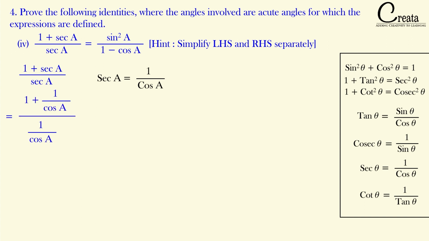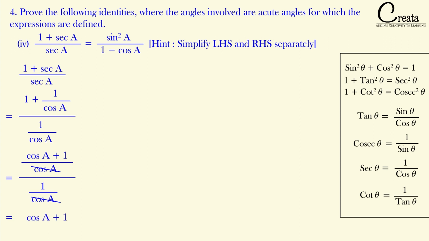Let's replace the term. We get (1 + 1 upon cos A) upon 1 upon cos A. In the numerator term, let's take cos A as the LCM. We get (cos A + 1) upon cos A in the numerator. Here this cos A and cos A will cancel out. We get cos A + 1 on the left hand side. So we have solved the left hand side. We got cos A + 1.